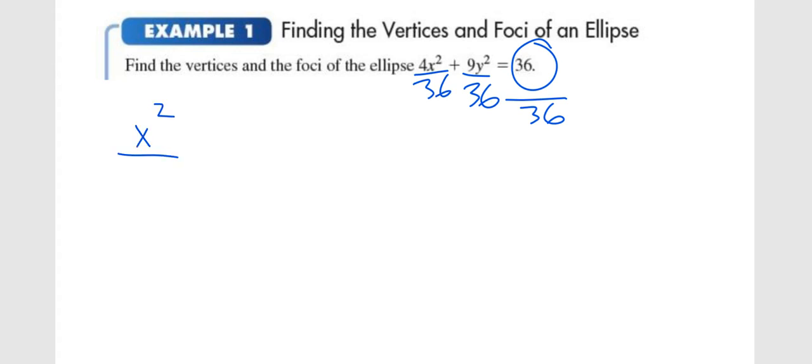Okay, so example 1. First thing we need to do is get this in a form where 1 is over on this side of the equation. So what should I divide this by? 36. Excellent choice. So that would give me x squared over what? How many times does 4 go into 36? 9 times. How about 9 into 36? 4 times, thank you. And of course, you decided we were dividing by 36, so you better know that's 1.